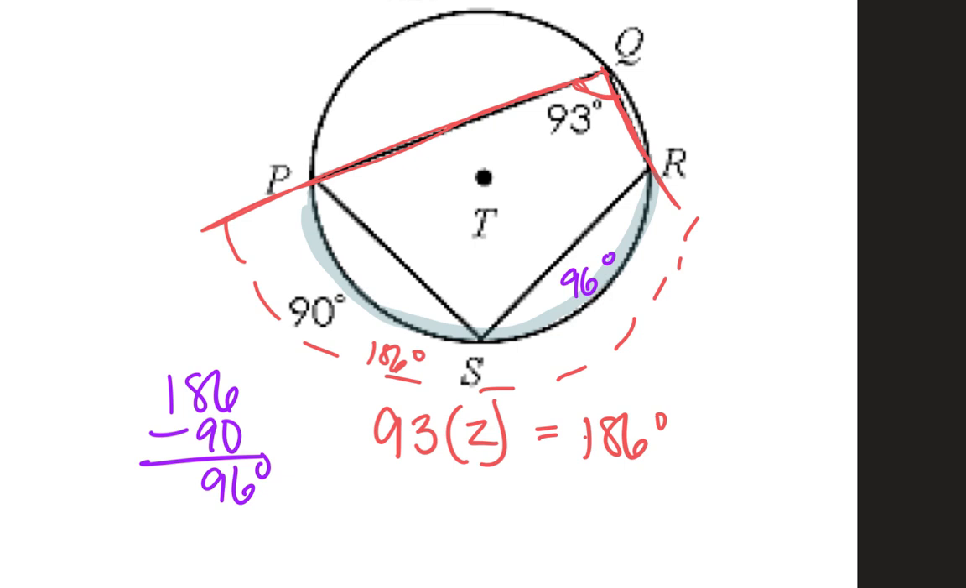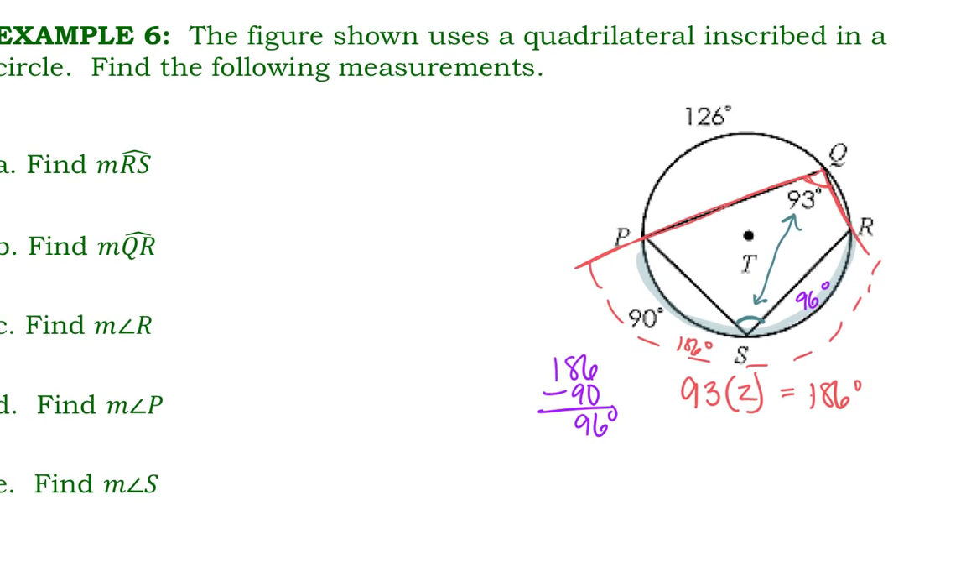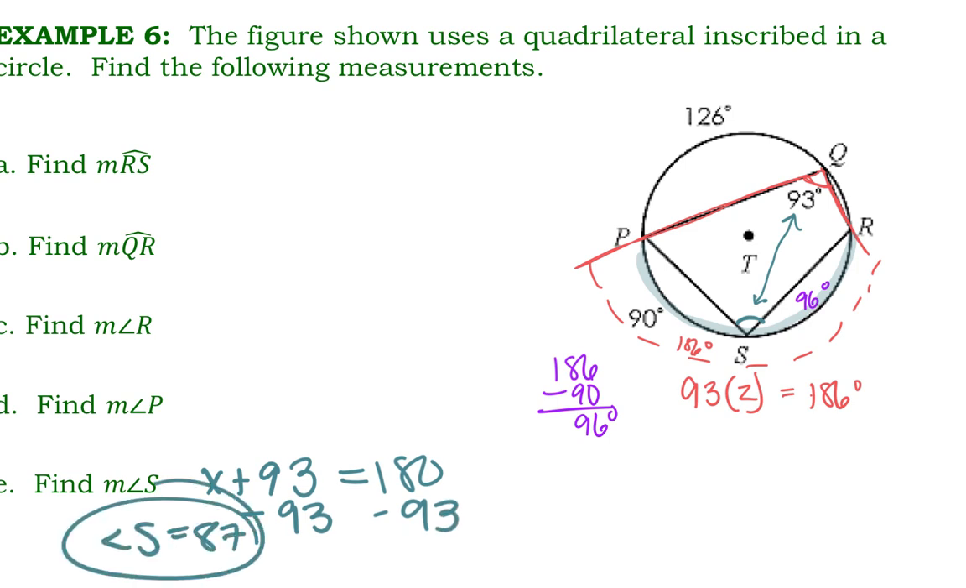How can I find S? With what angle? Right, these two should add up to how much? 180, good. So where's angle S at? Let me put it over here. So for angle S, we're just gonna do X plus 93 equals 180. Take away 93, and angle S is how much? 87. All right, so I'm gonna put 87 here. Did we find P to R? They didn't ask for P to R. They asked for S to R. S to R was 96. We found this one. This one was 96 degrees.